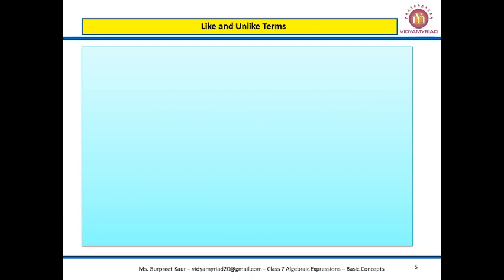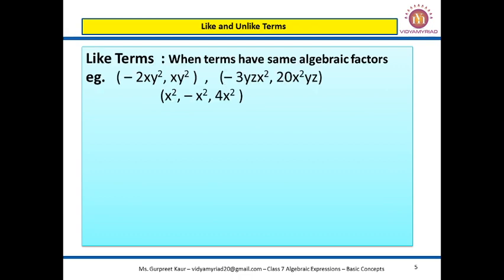Now let us discuss like and unlike terms. What are like terms? Basically those which have the same algebraic factors. That means if you look at the variables part, their powers should be the same and they have the same variables. I have given 3 examples here. Minus 2xy square and xy square. Both the terms, both the factors are same, xy square and xy square. So these are treated as like terms. Numbers can change with them. There is no problem. Variable should be same.